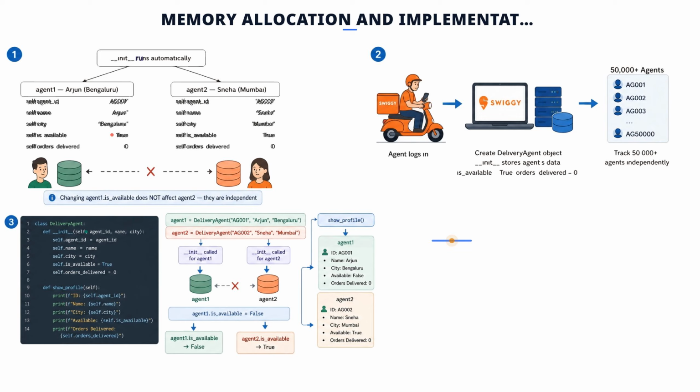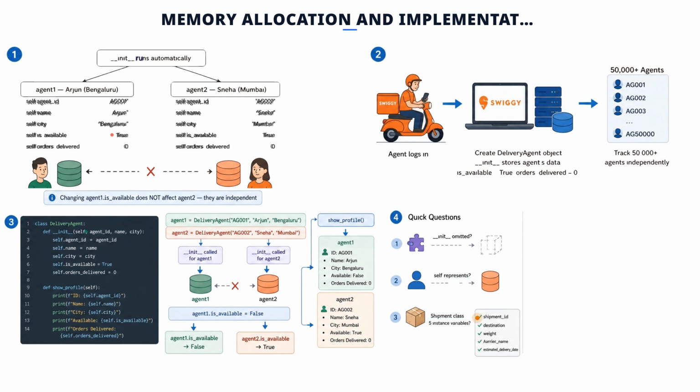To quickly reinforce what we've learned, let's consider 3 questions. First, if the init method is omitted, you can still create objects, but they will be empty at birth without any instance variables assigned. Second, what does self represent? It represents the instance of the object itself, ensuring the method knows exactly which object's data to access. Third, if you are building a shipment class for a supply chain app, 5 potential instance variables could be things like the shipment ID, destination, weight, carrier name, and estimated delivery date.